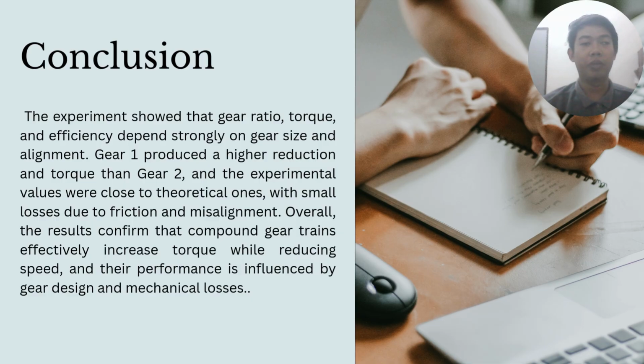Lastly, for the conclusion, the experiment showed the gear ratio, torque, and efficiency depend strongly on gear size and alignment. Gear set 1 produced a higher reduction in torque than gear set 2, and the experimental values were close to the theoretical ones, with small losses due to friction and misalignment. Overall, the results confirmed that compound gear trains effectively increase torque while reducing speed, and their performance is influenced by gear design and mechanical losses.